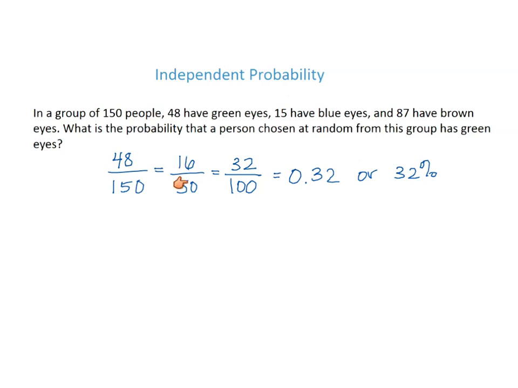Now, this step that I did right here and right here, you don't have to do that step. If you have a calculator handy, you can just do 48 divided by 150, and you'll get this. And then 0.32 or 32 hundredths is the same thing as 32%. So it just depends on what form the answer is given, whether you're going to need it as a decimal or as a percent.